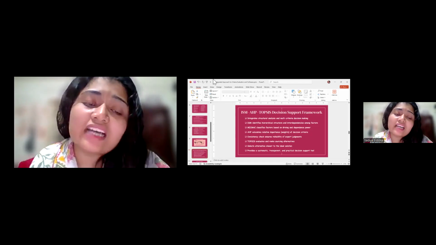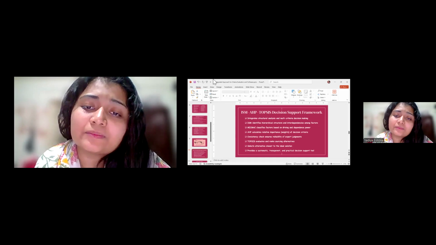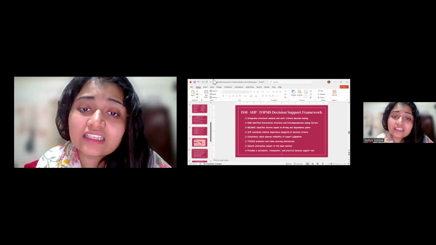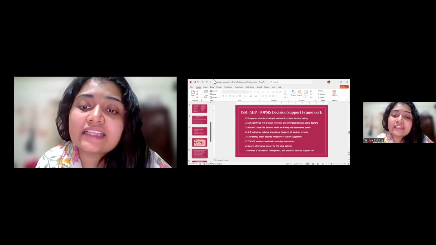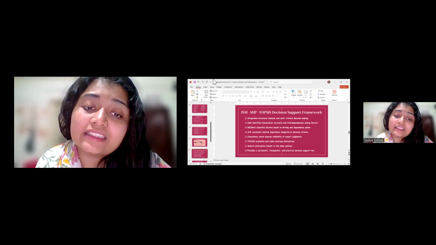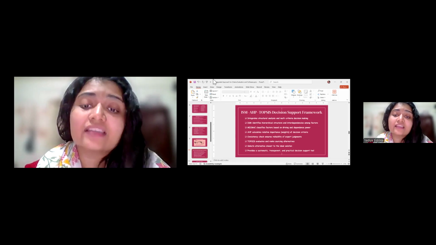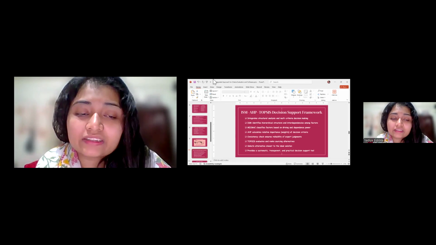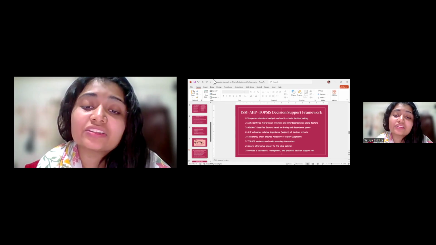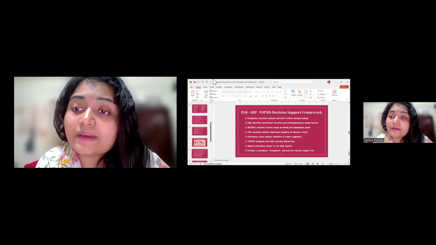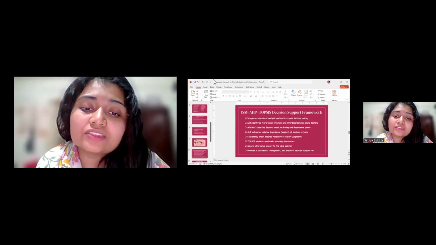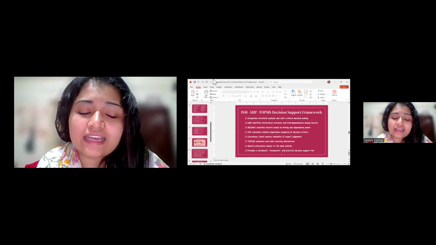So how this ISM and AHP TOPSIS decision support framework works: it integrates structural analysis and multi-criteria decision making. ISM identifies hierarchical structure and interdependencies among factors. MICMAC classifies factors based on driving and dependence power. AHP calculates relative importance of decision criteria.